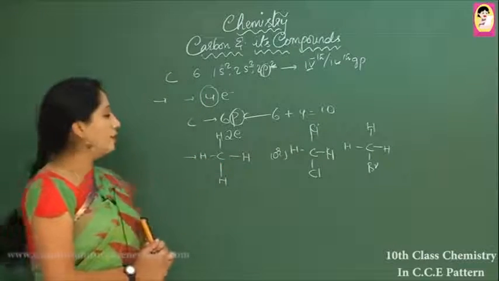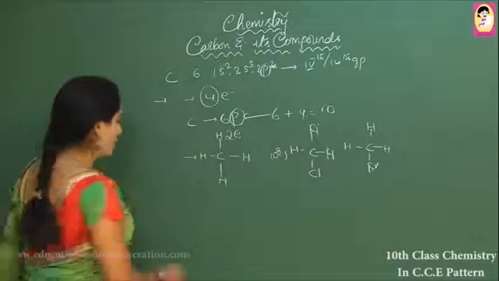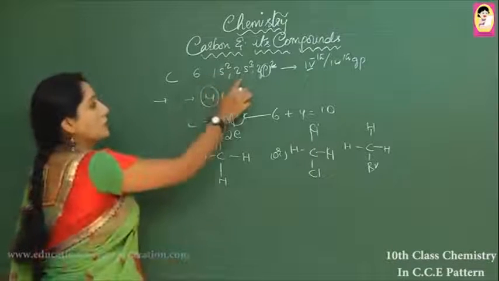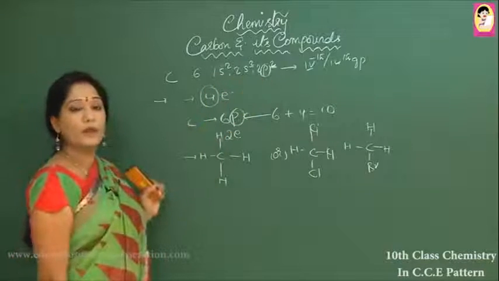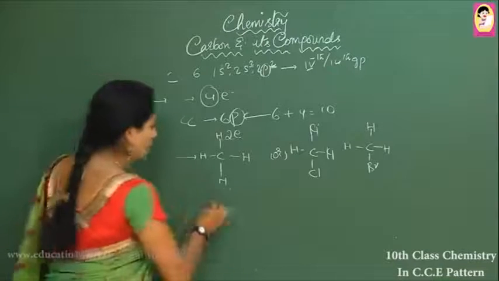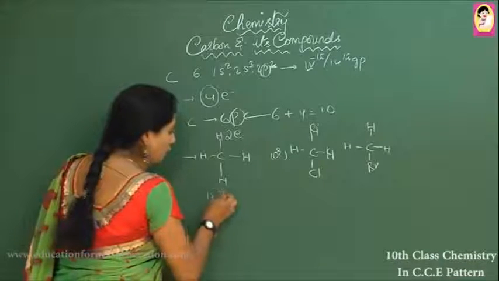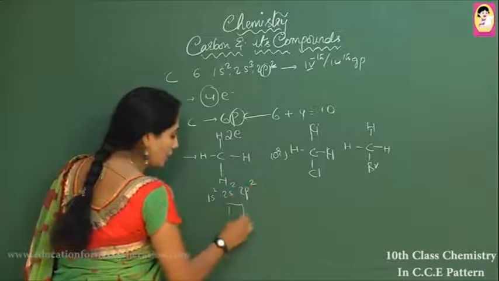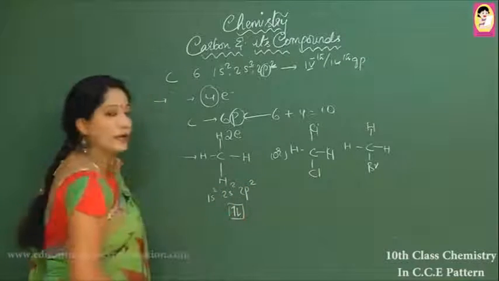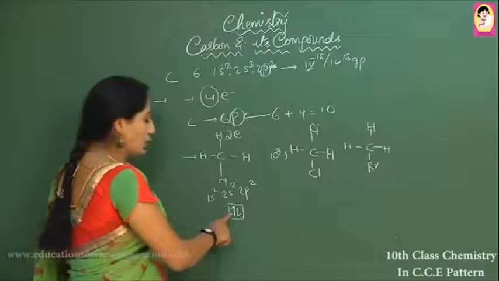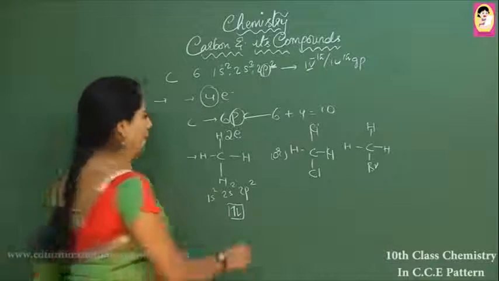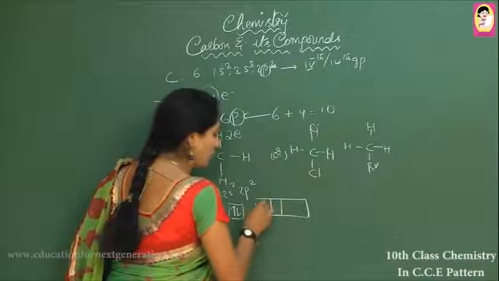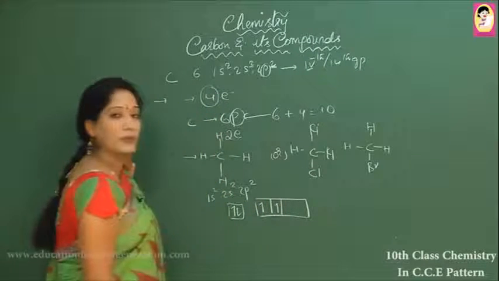Let us see the electronic configuration of carbon. The general electronic configuration of carbon is 1s2, 2s2, 2p2. What is the orbital diagram? Let us see the valence shell configuration only: 2 electrons in the s orbital and 2 electrons in the p orbital, 1 electron each.